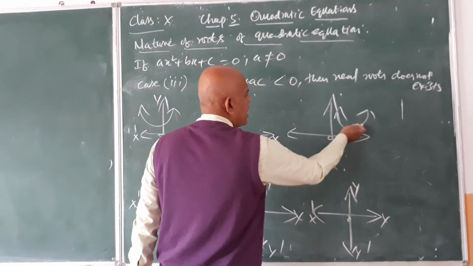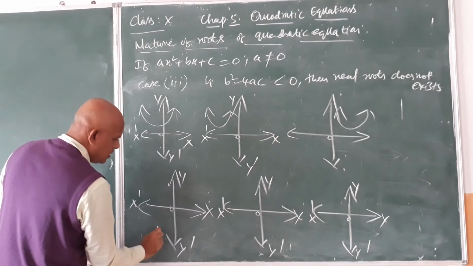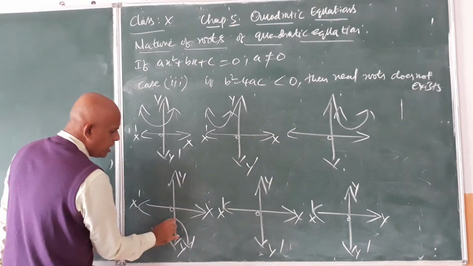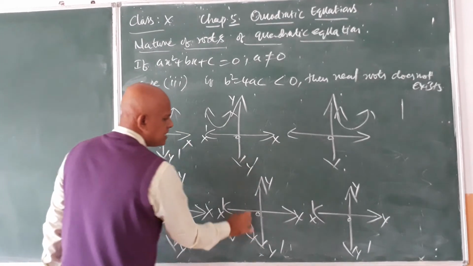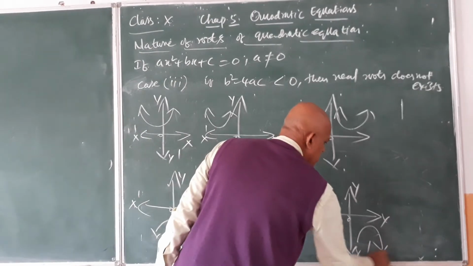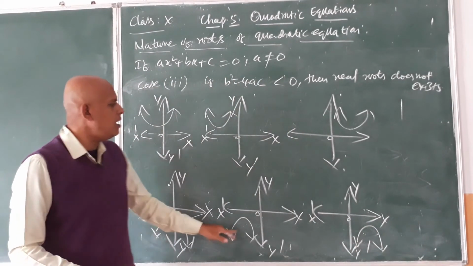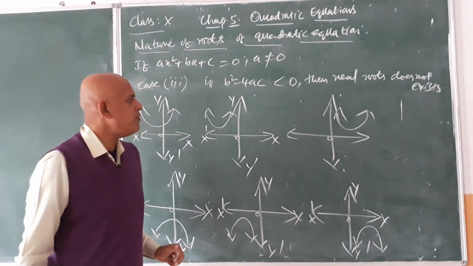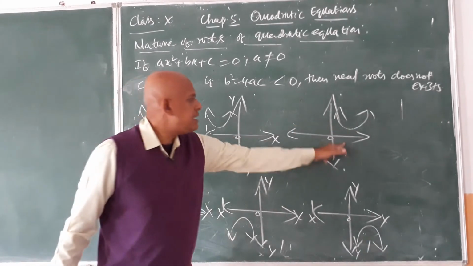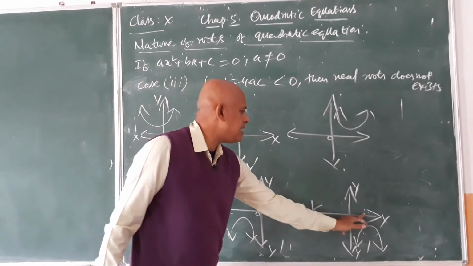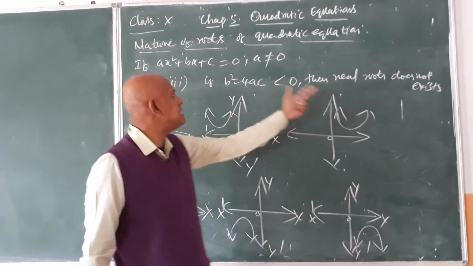So when the parabola does not intersect the x axis, then there are no real roots. For downwards also, the parabola does not intersect the x axis. And here also the parabola does not intersect the x axis. The curved line is called a parabola for the quadratic polynomial. When the parabola does not intersect the x axis, then there are no real roots. That means real roots do not exist. This is the third case.